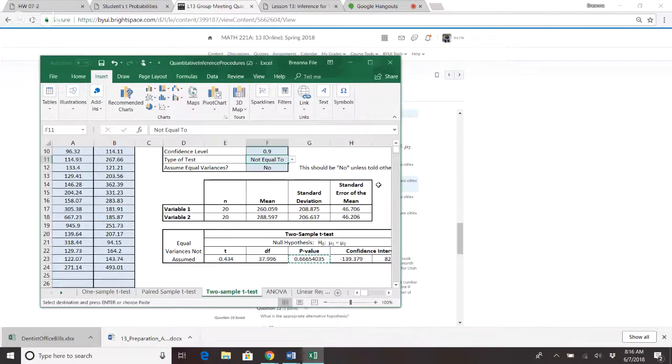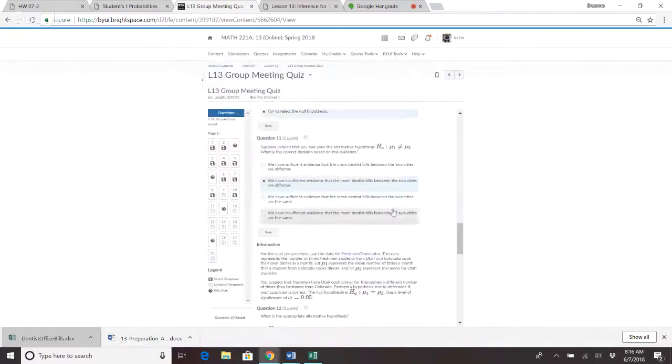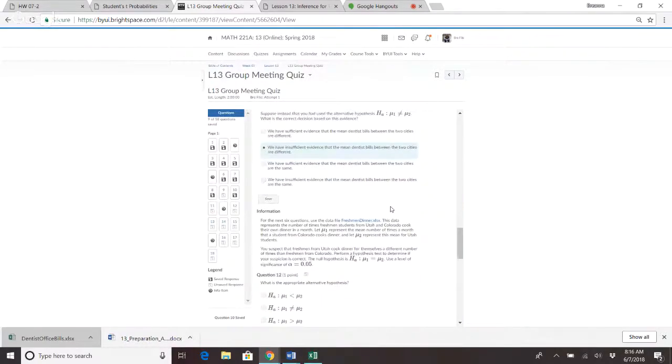Since the p-value is greater than the level of significance, we fail to reject the null. So even though it may seem, if the p-value is correct in this, then we have to fail to reject the null because it's greater than 0.1. But because we're trying to prove that there is a difference, we have to say there's insufficient evidence that the mean dentist bills between the two cities are different. Okay.